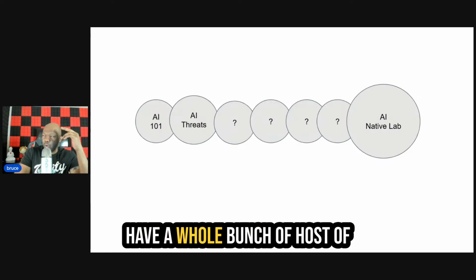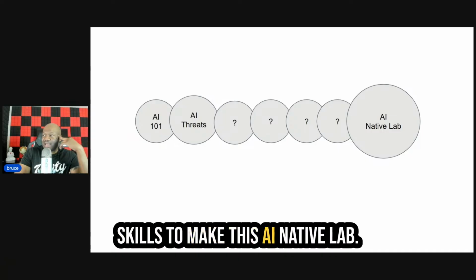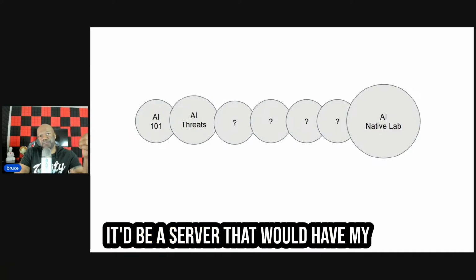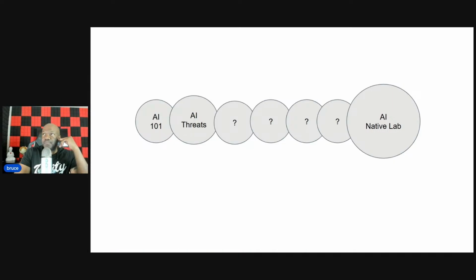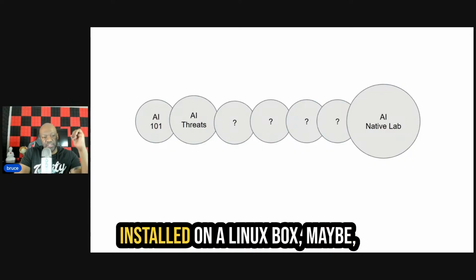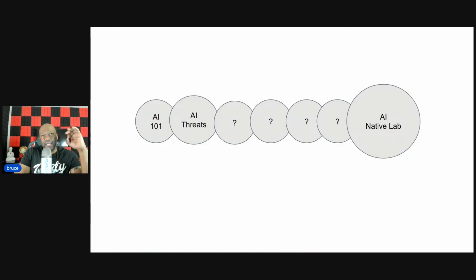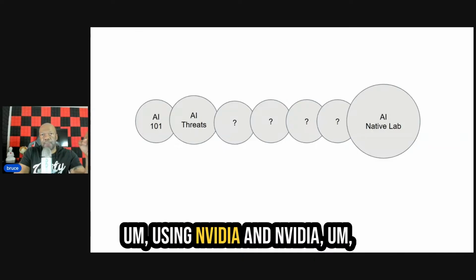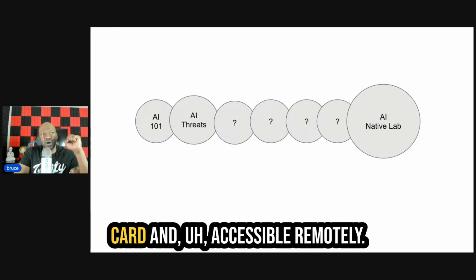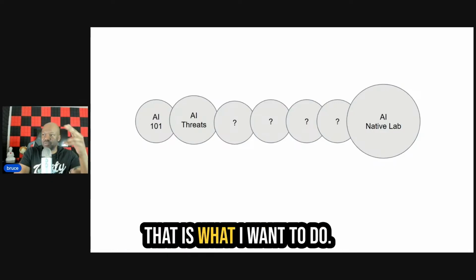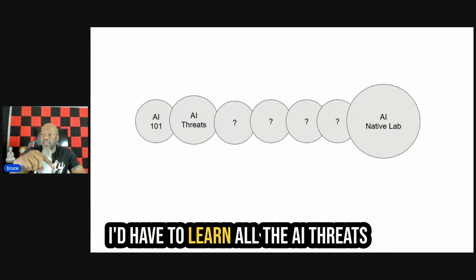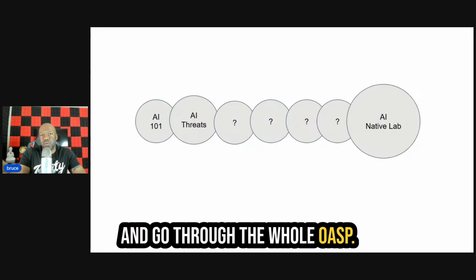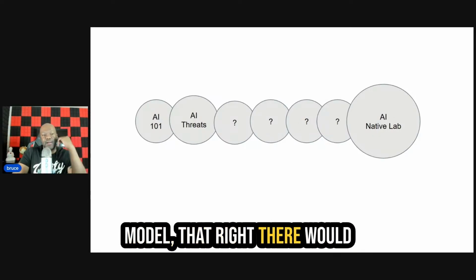This would help me out, because I would have to have a host of skills to make this AI native lab. It'd be a server that would have my own local instance of an Ollama version that's open source, installed on a Linux box maybe, using an NVIDIA card, and accessible remotely. That is what I want to do. I'd have to learn the basics of AI, how to install it. I'd have to learn all the AI threats and go through the whole OWASP model. That right there would hit everything.